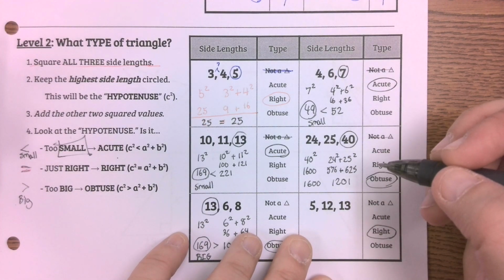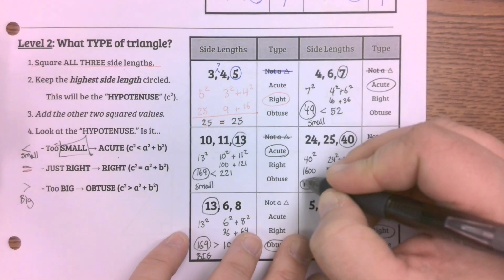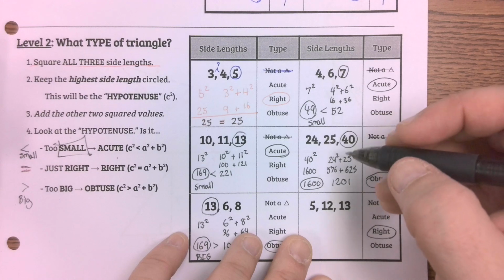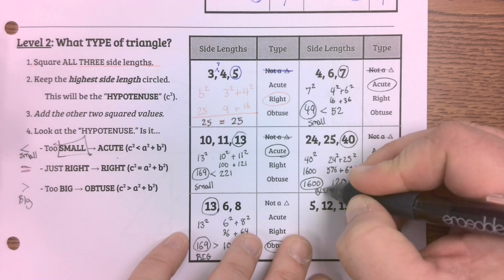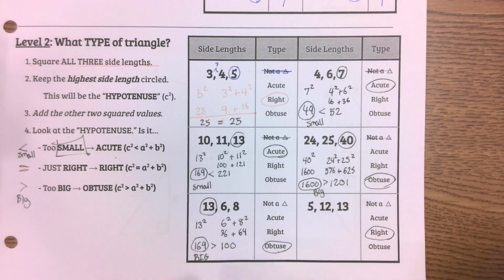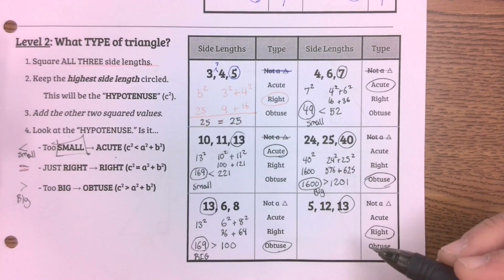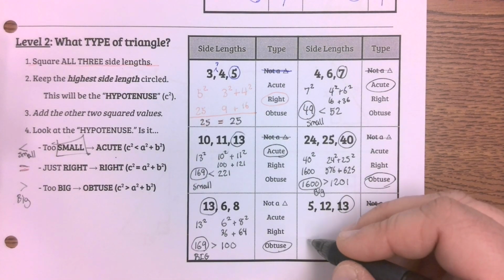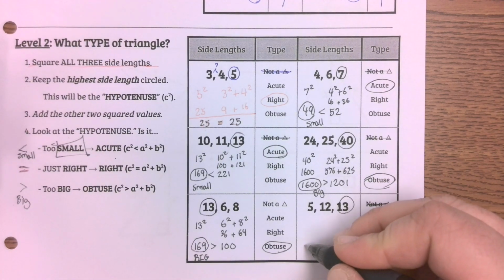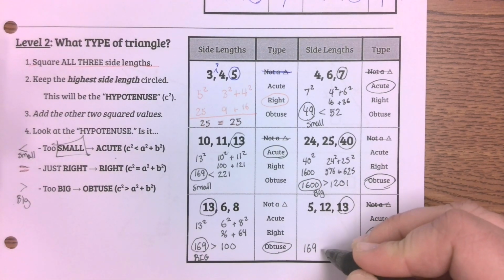Okay, so this one, our C, is bigger. I could put a greater than sign in there, which means it's obtuse. And our last one, 13, these are greater than 13. It is a triangle.